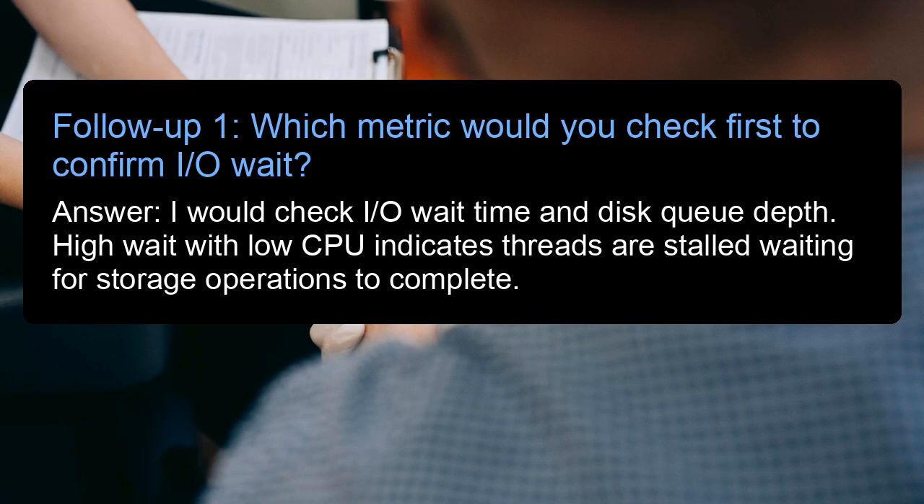Follow-up 1. Which metric would you check first to confirm I/O wait? Answer: I would check I/O wait time and disk queue depth. High wait with low CPU indicates threads are stalled waiting for storage operations to complete.